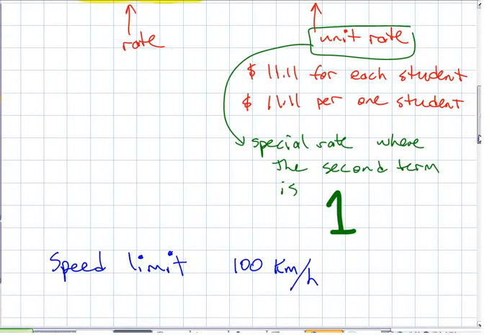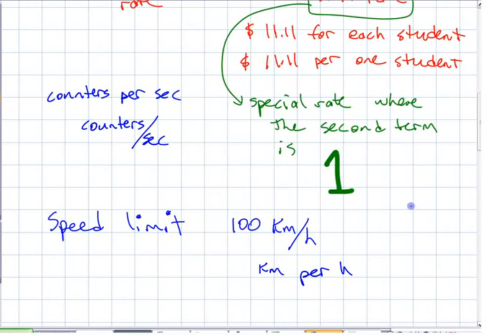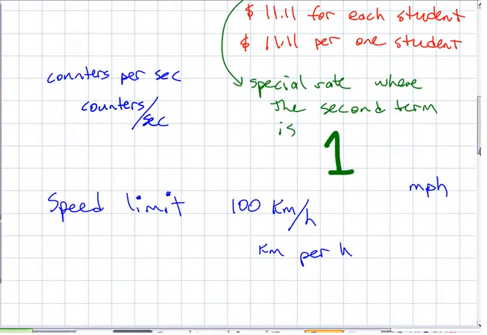You notice how we had counters per second. You could also write it as counters per second like this. Kilometers per hour. Sometimes people just put kmph. No, they don't do that. In the States, they put mph for miles per hour. But you really could put miles per hour like that if you wanted to. We're going to use the slash to represent rates here.